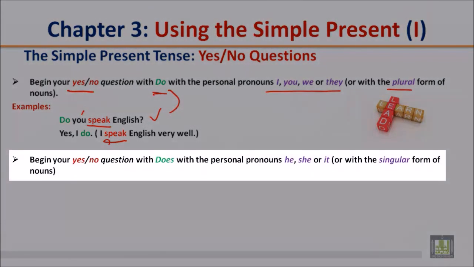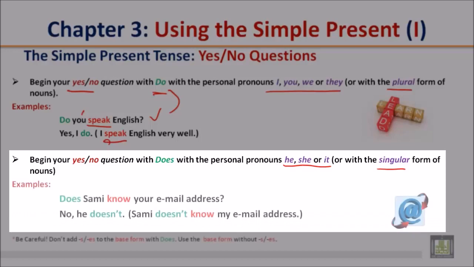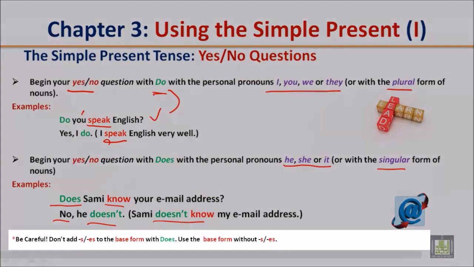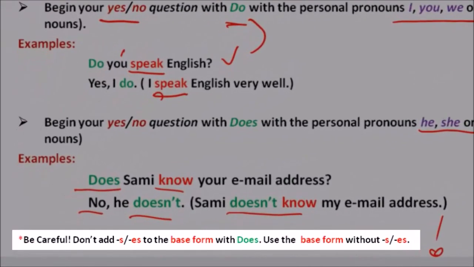Begin your yes or no question with does, with the personal pronouns he, she, or it, or with the singular form of nouns. Examples: does Sammy know your email address? No, he doesn't. Sammy doesn't know my email address. Be careful. Don't add s or es to the base form with does. Use the base form without s or es.